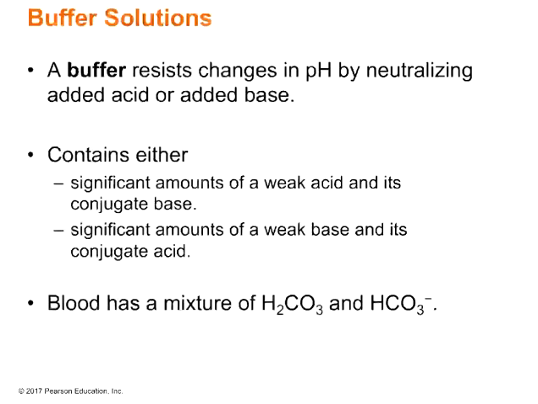So buffers contain either significant amounts of a weak acid and its conjugate base, or significant amounts of a weak base and its conjugate acid. So again, for instance, blood has a pH of about 7.4, and that's due to different ions and molecules in our system. So for instance, blood has a mixture of carbonic acid and its conjugate base, which is bicarbonate.